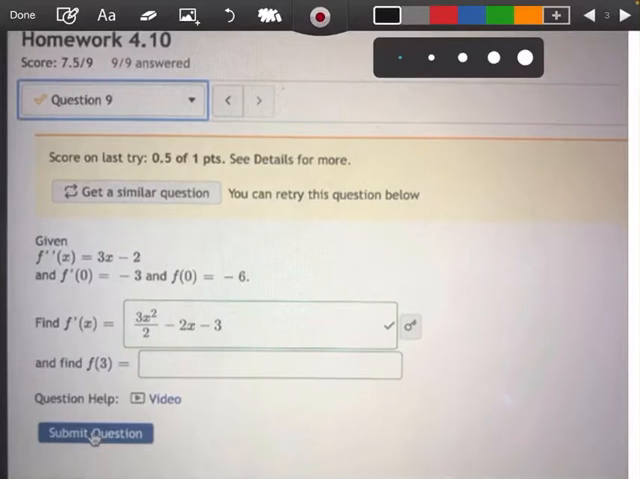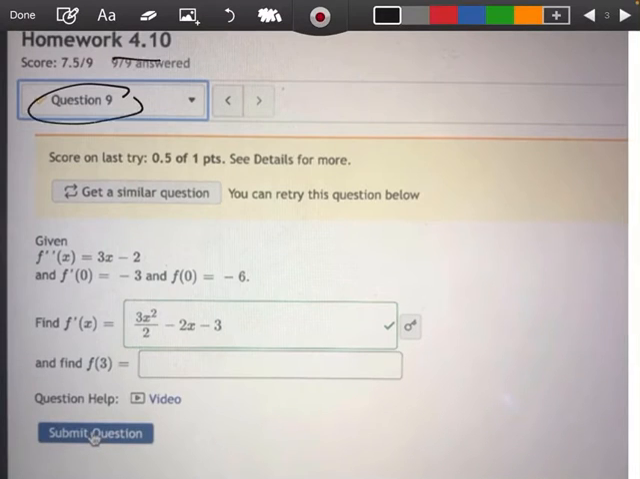All right, y'all, this is question number 9 out of 4.10, and it's a two-part question, and the student actually already did the first part correct. So they were given the second derivative. They found the first derivative by taking the antiderivative of this and using that initial value. So now what we're going to do, we're looking for f of 3.